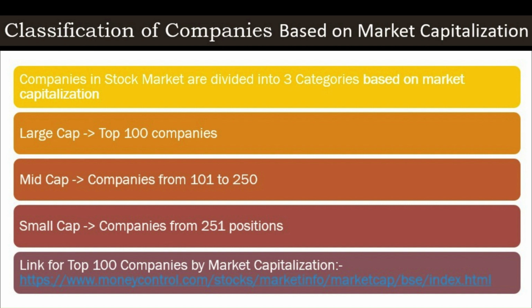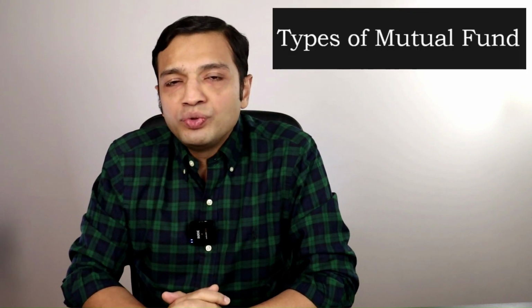Large cap stocks comprise the top 100 stocks by market capitalization. Then you have mid cap stocks. Mid cap stocks are from position 101 to 250 based on market capitalization. Then we have small cap stocks. From the 251st position, whatever stocks are there based on market capitalization, they comprise small cap stocks. Now mutual funds invest based upon the market capitalization of the company and which category the stock is lying in. So let's continue with what are the types of mutual funds.